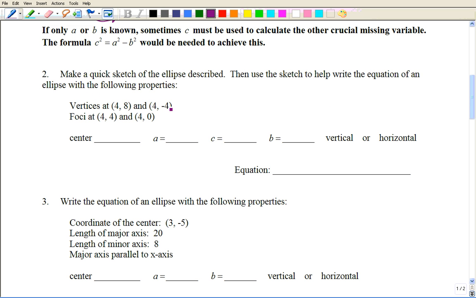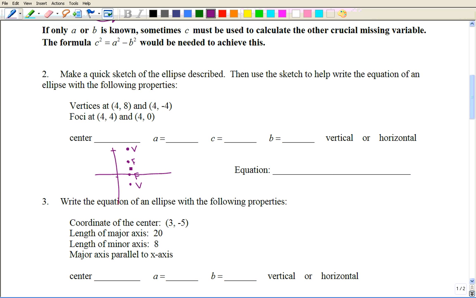We've got vertices at 4, 8, and 4, -4. So let's see here, we've got 4, 8 up there, and 4, -4 somewhere over here. Foci are at 4, 4, and 4, 0. So that's a foci, this is a foci, or focus. This would be a co-vertex... just kidding. How about vertex, because it even tells us that. So there's a vertex right here, a vertex right here.